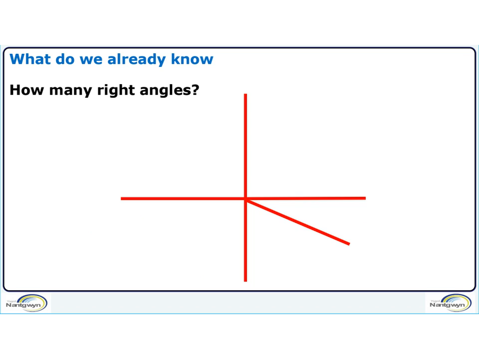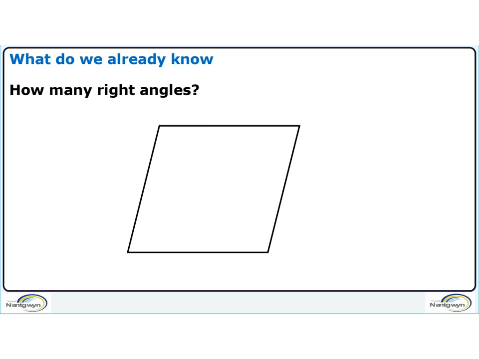So how many right angles can we see in this diagram? Pause the video, have a go, and then come back for the answer. So we should be able to draw a right angle here. It's a perfect L. There is a right angle here, and there is a right angle here. So there are 3 right angles in this diagram.